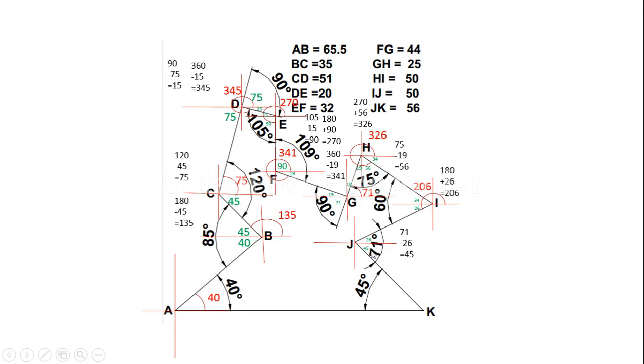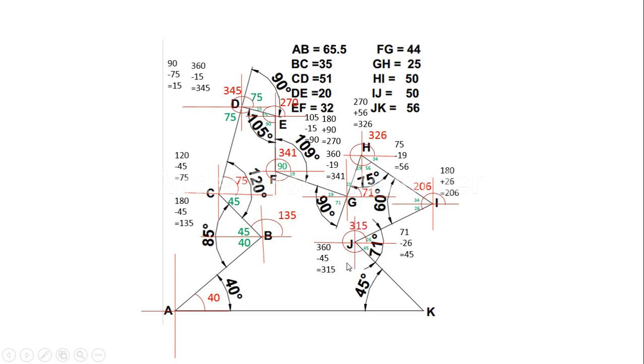So this angle is 45. At point J, which angle do I need? I need the angle made from the positive x-axis to the line JK. It will be from this point to this point, so it will be 360 minus 45. What is 360 minus 45? 315. So the angle here is 315.